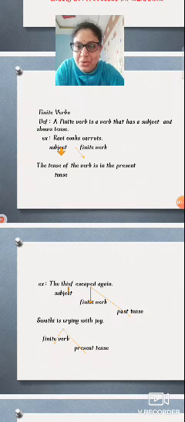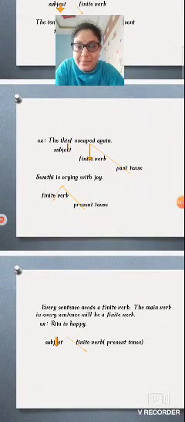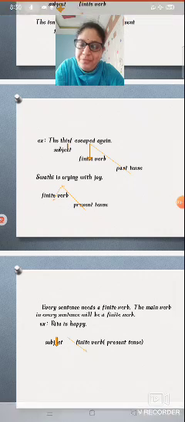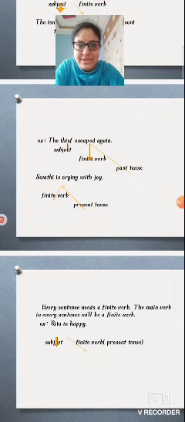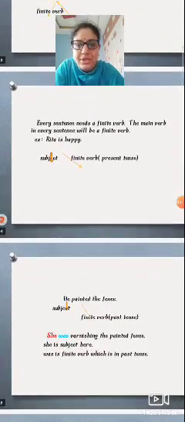In the previous example, Ravi cooks carrots, it is in the present tense because of cooks. So the finite verb is there and the tense of the verb is the present tense. In the second example, the thief escaped again, thief is the subject, and escaped is the finite verb in the past tense. Let's see some more.